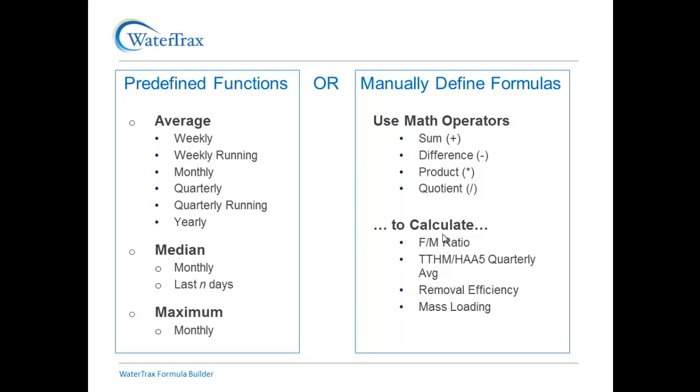Once again, there are two ways you can create calculations using the Formula Builder tool. The first is through predefined functions, which include some of the commonly used calculations in the industry, such as averages, medians, and maximums. And we're also going to continue to add to this list moving forward. The second method is through customized formulas, which you can manually define based on your own specific needs by using basic mathematic operators such as adding, subtracting, multiplying, and dividing by using any of these symbols here. Examples of calculations that you can formulate using the manual approach include F2M ratios, TTHM or HAA5 quarterly averages, removal efficiencies, as well as loadings.